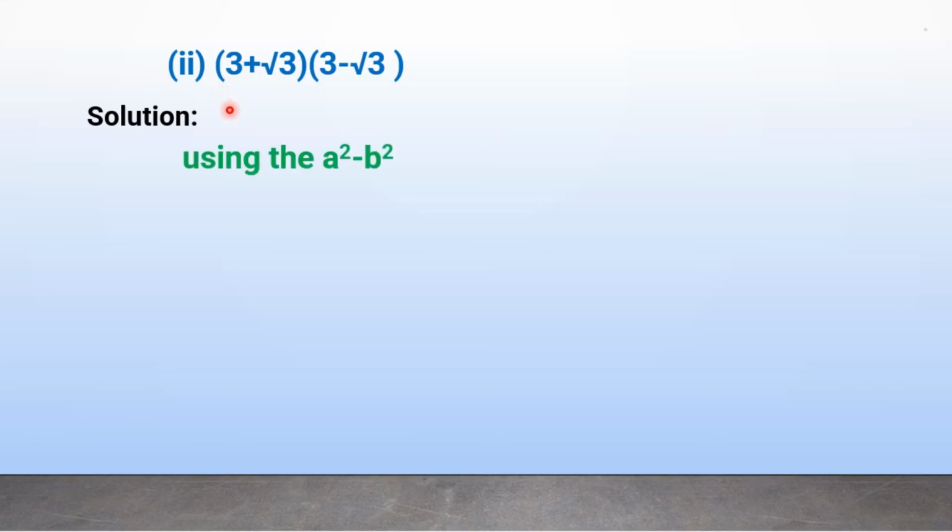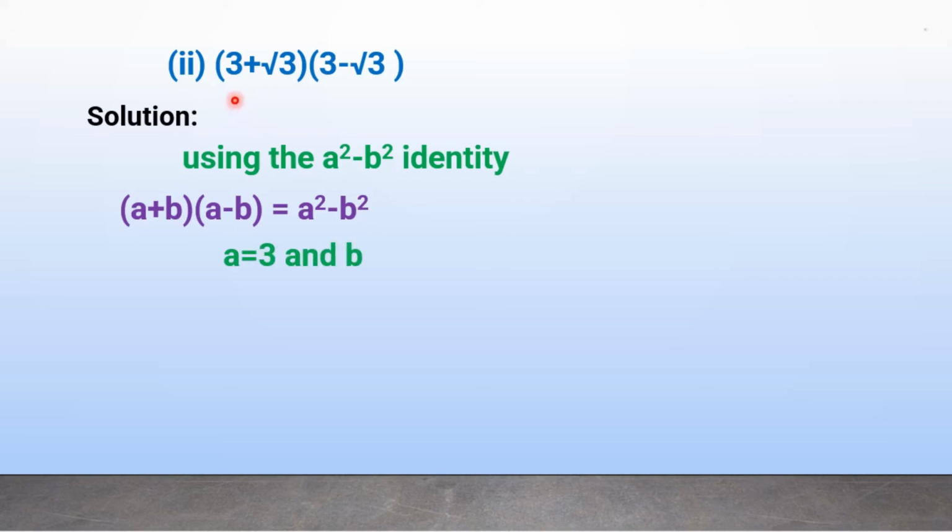Example 2. (3 + √3)(3 − √3). Solution. Here we will simplify the expression using the a square minus b square identity. You know that (a + b)(a − b) is equal to a² − b². Here we notice that in this expression a is equal to 3 and b is equal to √3. So we get the answer as 3² − (√3)², that is equal to 9 minus 3, which is equal to 6. It is very simple, isn't it?